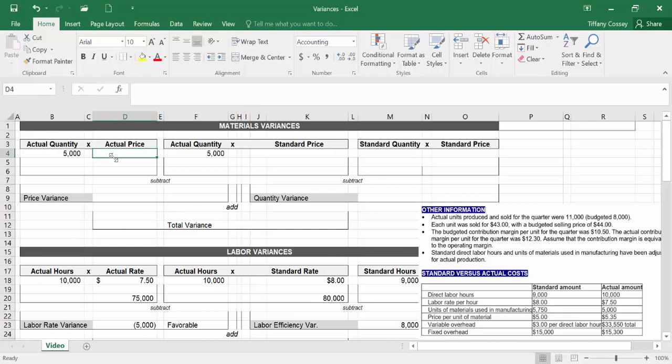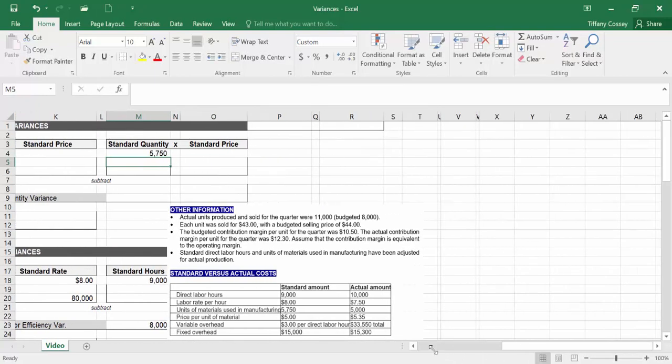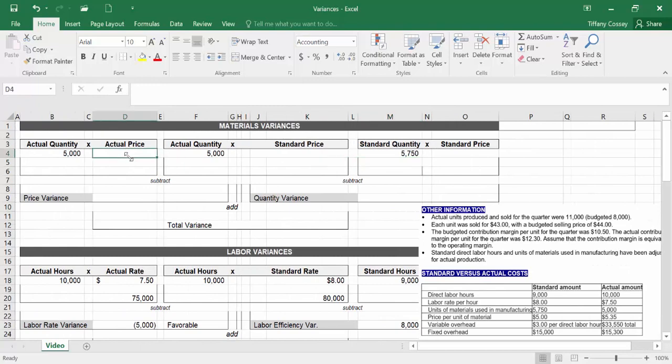Then it wants, actually before I go on to the price, let's go ahead and put in the standard quantity while I'm working on that row. It says the standard quantity was 5,750. Let's go ahead and plug that in. There we go. All right, and then we're going to look at the price, and that's on the next line down in our table, price per unit of material. So it looks like the standard amount was $5, and that's going to go in two different places. And it looks like the actual amount was $5.35. That goes here under actual price.